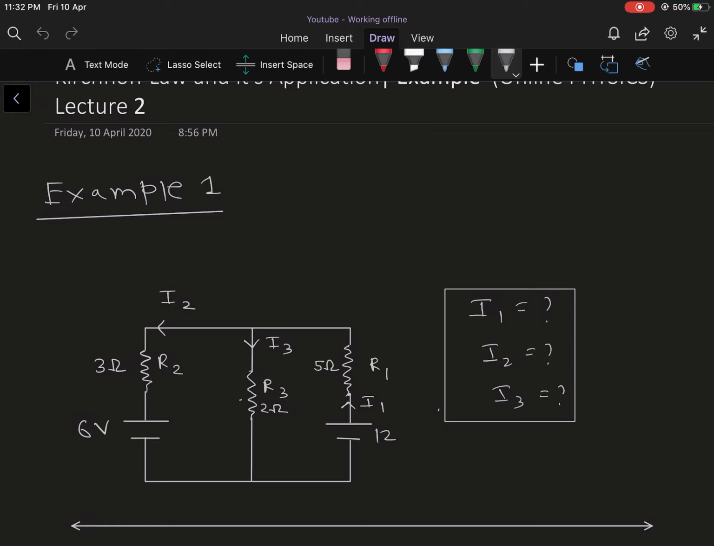In the first example, the circuit is given here. R1 is 5 ohm, R2 is 3 ohm, R3 is 2 ohm, V1 is 12 volt and V2 is 6 volt, and the direction of current is given in the question. I1, I2 and I3 are in the directions shown. We want to calculate the values of I1, I2 and I3.